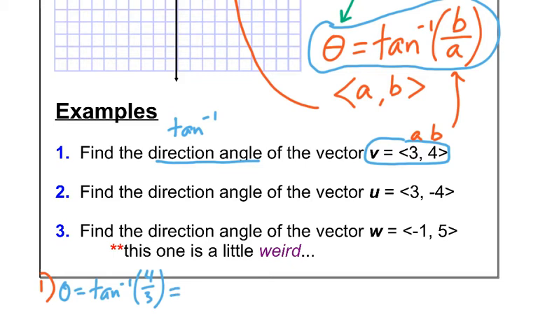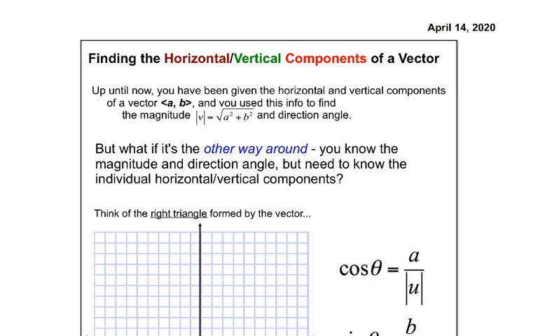I'll do 4 divided by 3 and take the tan inverse of that in degree mode, and I get that's about 53.1 degrees. And that's how easy it is. But you know what? Let's just double check really quick. Does that make sense? So on another page, I'm going to come back to that.